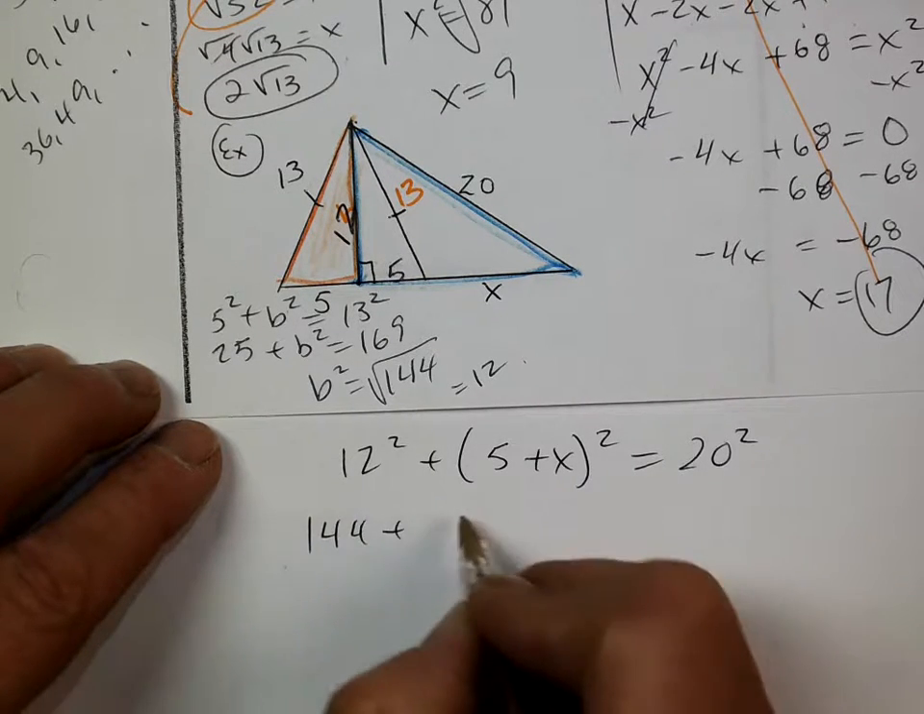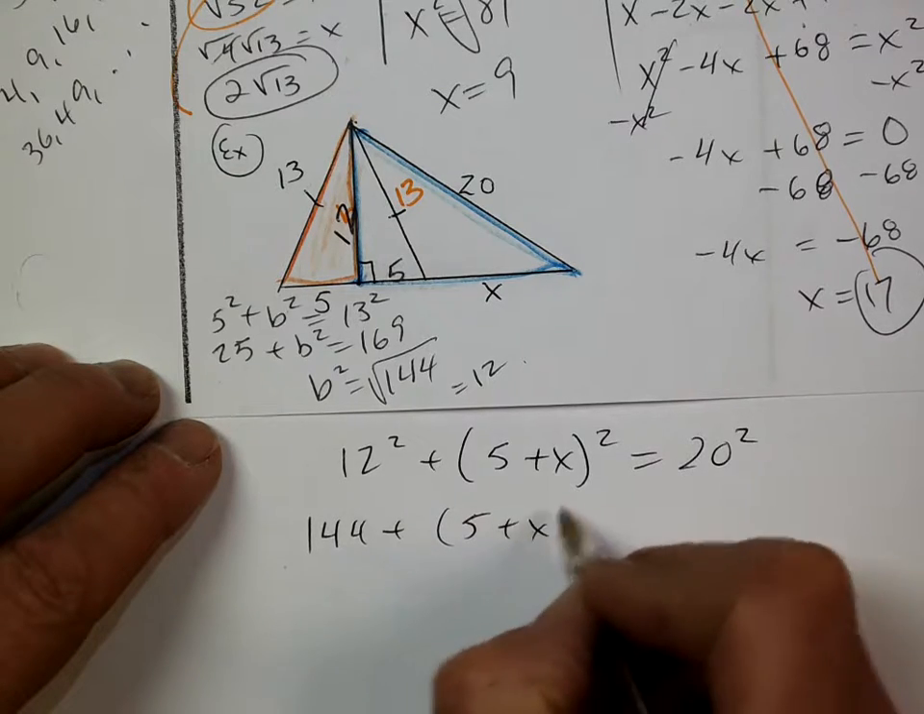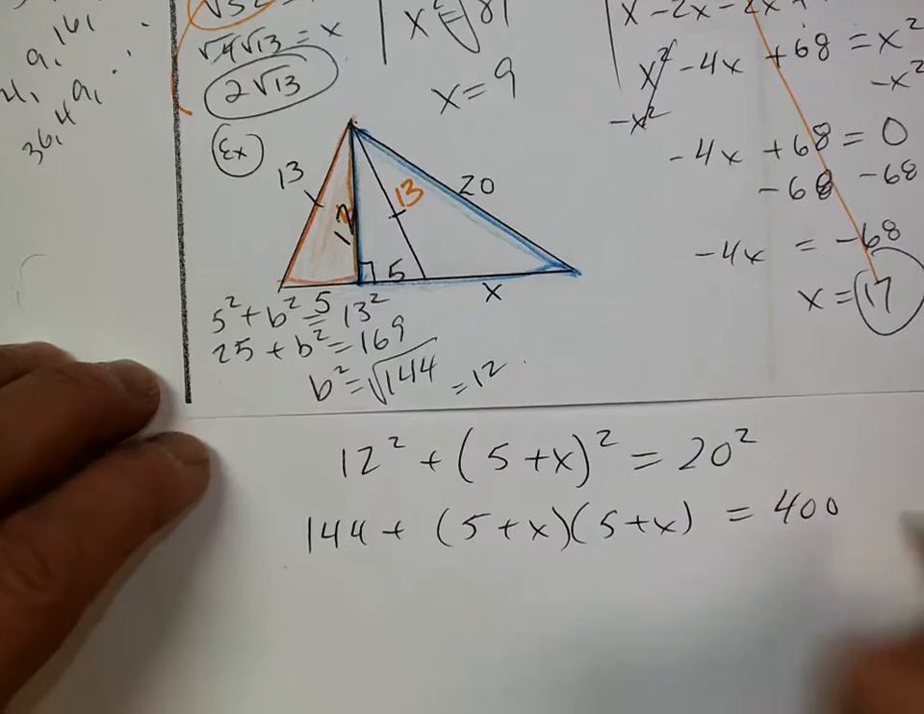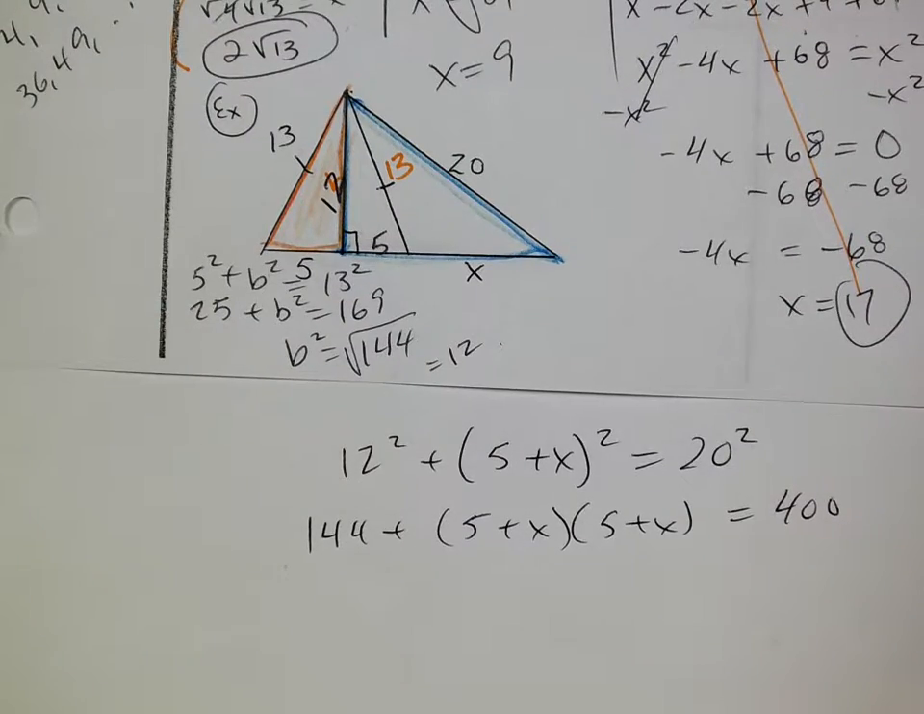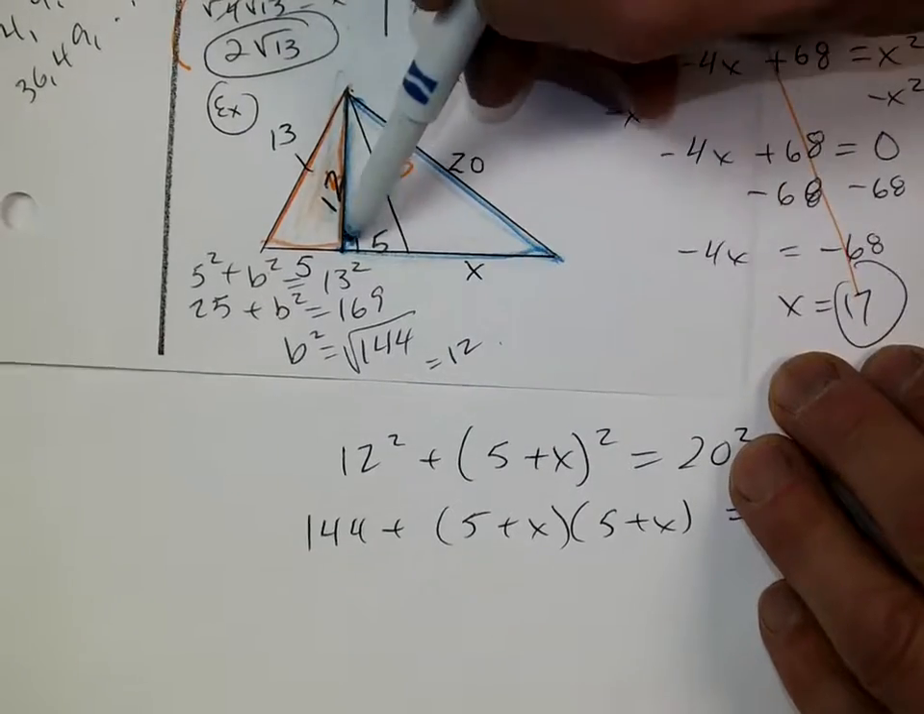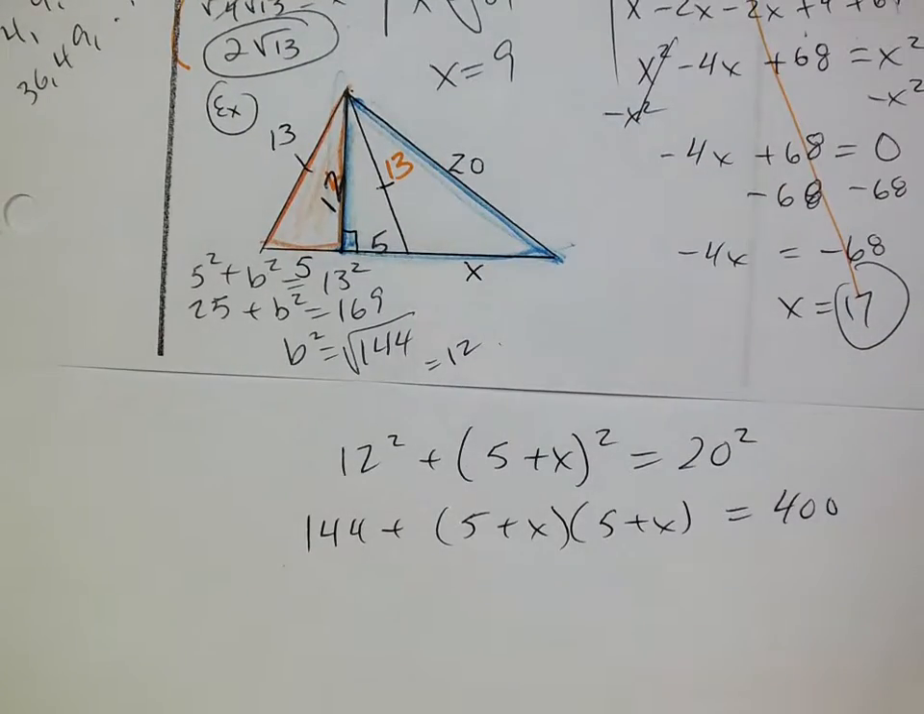144 plus, well, let me write (5 plus x) times (5 plus x) equals 400, okay? I'll let you catch up. So Claire's right. We're going to use Pythagorean's theorem on the blue triangle, which is 12, 5 plus x, and 20, all right?